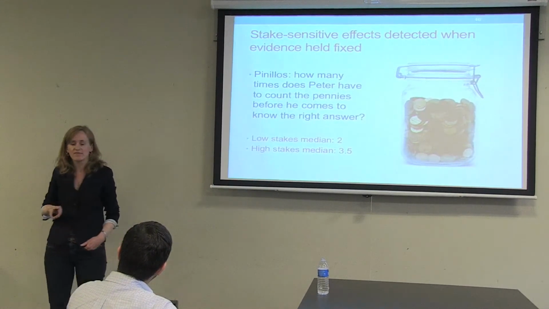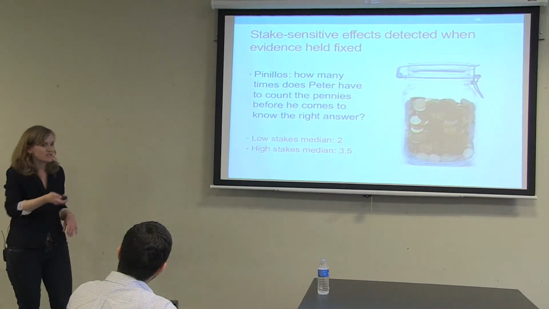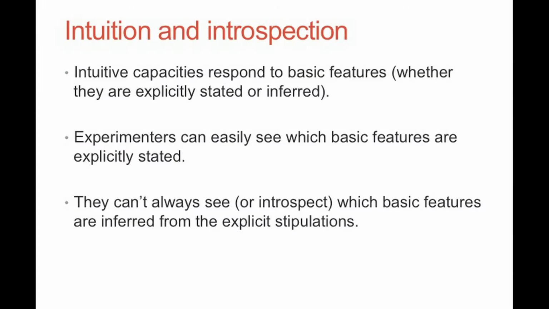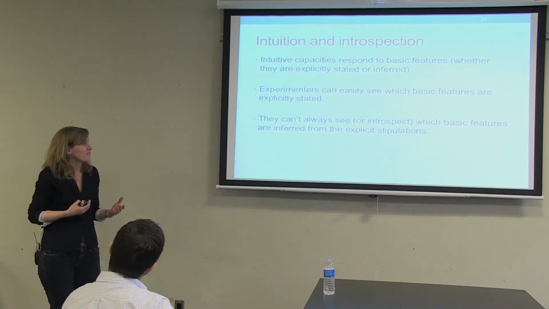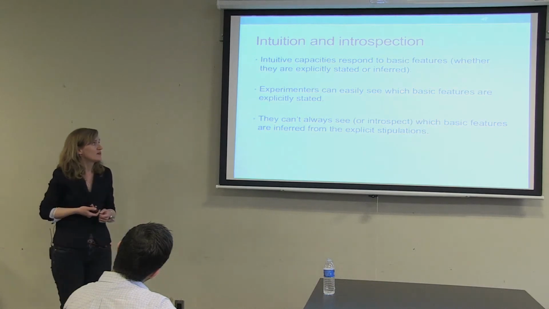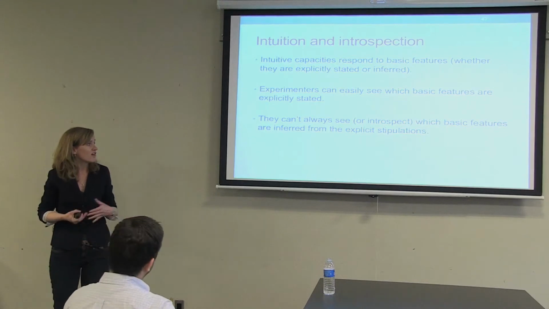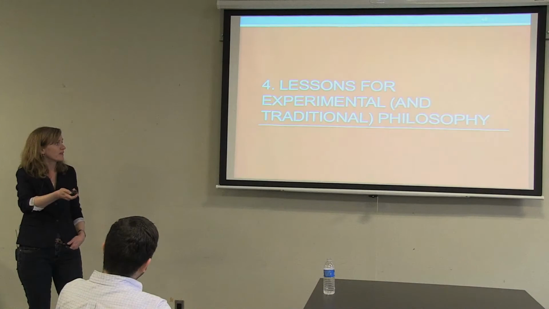If you're careful to hold the evidence fixed, and one way you can hold the evidence fixed is by giving people, for example, juxtaposed cases. So I'm saying that intuitive capacities respond to basic features, whether those features are explicitly stated or inferred. And as experimenters, we can easily see which basic features we've explicitly stipulated. That's just very easy for us to do. It's harder for us to see or introspect which basic features are getting inferred.